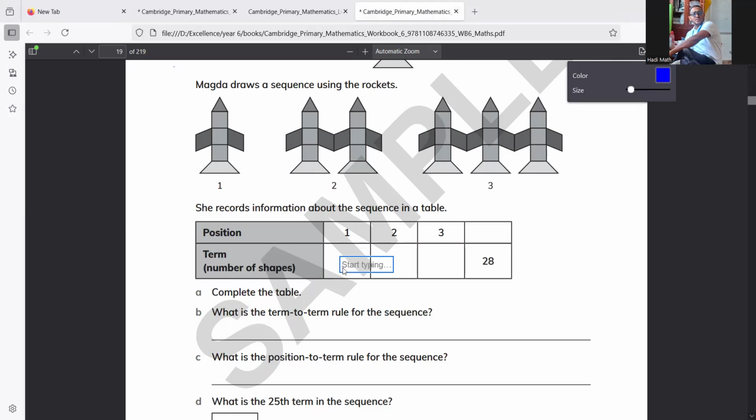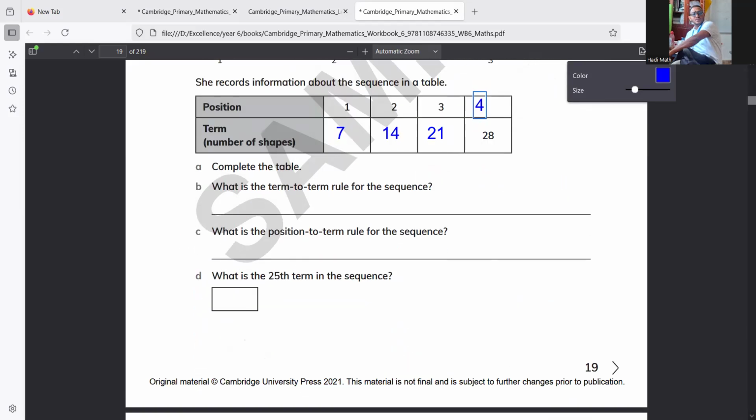The first one, we said, is 7. The second one is like 2 rockets, each one contains 7. That means both of them are 14. The third one, it is what? It is 21, because 7, 7, and 7. And the fourth one is 28. So 28 is the fourth rocket. Number 4. They say complete the table A, which we complete over here.